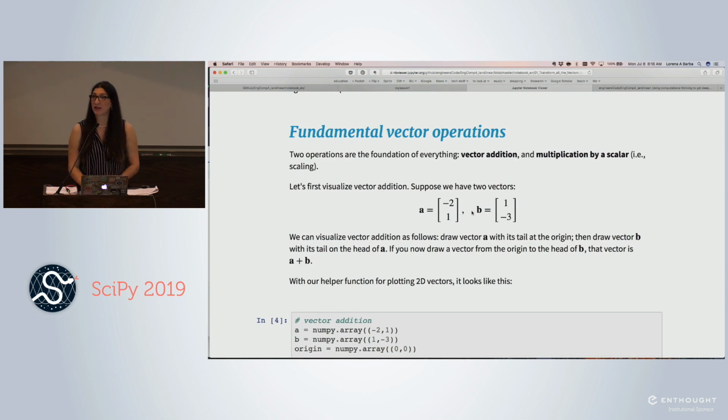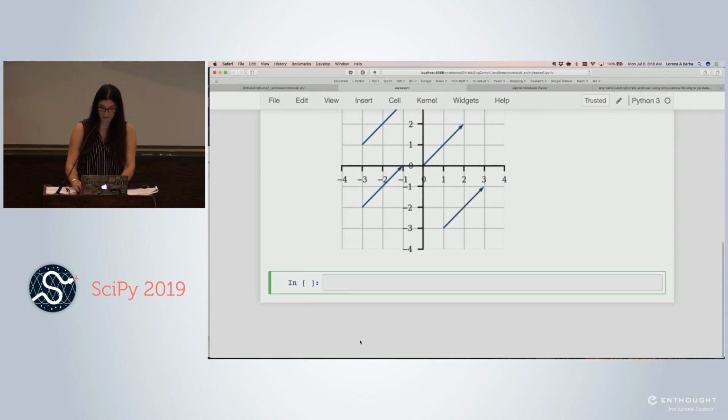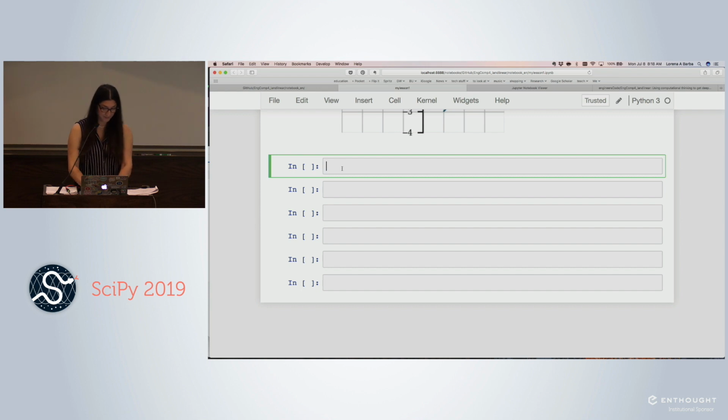mathematical representation of two vectors as an ordered list of numbers, and we're going to define them in our open Jupyter Notebook as two variables. We're going to call one A. We're going to use a NumPy array. So let's do A equals a NumPy array, and we're going to give it the coordinates. I'm going to feed a pair of coordinates -2, 1.